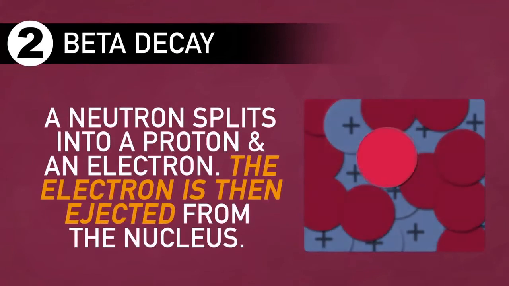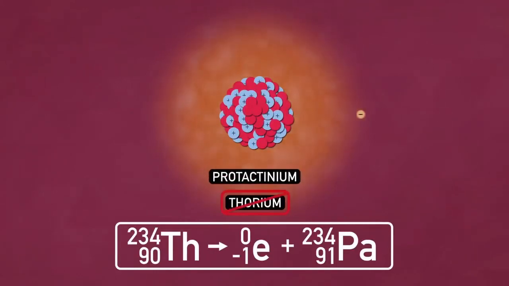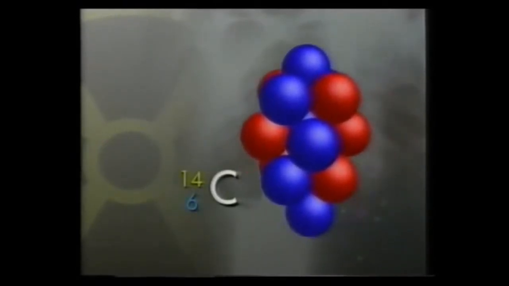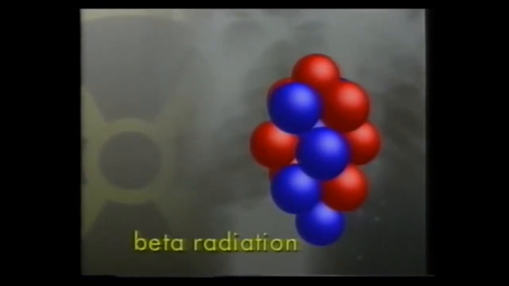In beta decay, a neutron splits into a proton and an electron, which is ejected from the nucleus. The proton number goes up. Emissions from elements with much smaller atomic numbers are different. In this process, a neutron changes into a proton and an electron is emitted. This is called beta radiation.